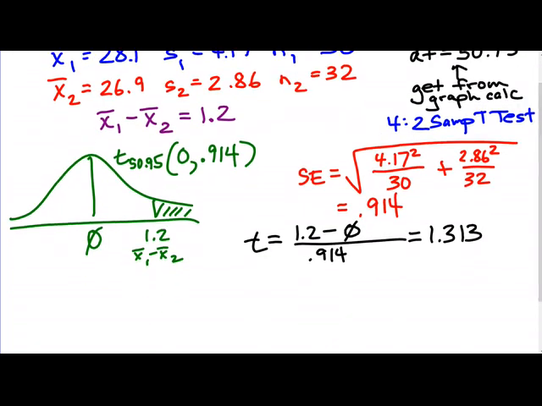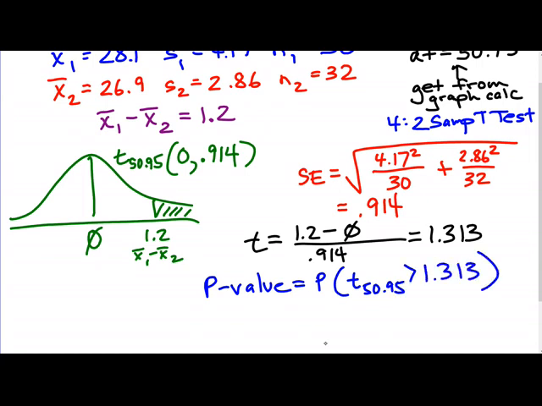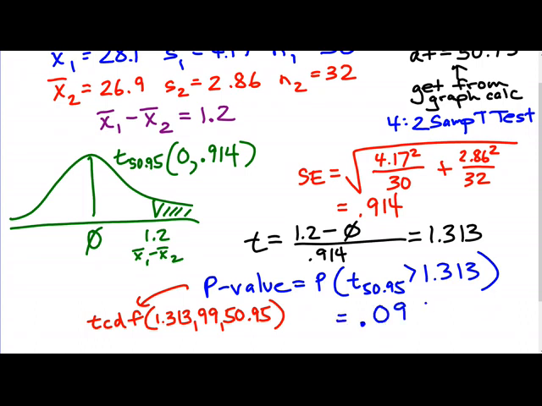And then what you're going to do is you're going to find your p-value. So the p-value is the probability that t with 50.95 degrees of freedom is greater than 1.313. When you do this on the calculator, remember what you're doing is you're doing t CDF, and that's going to be 1.313 comma 99, and then we have degrees of freedom of about 50.95. All right, when you do that, you will get a p-value of 0.098 or thereabouts.